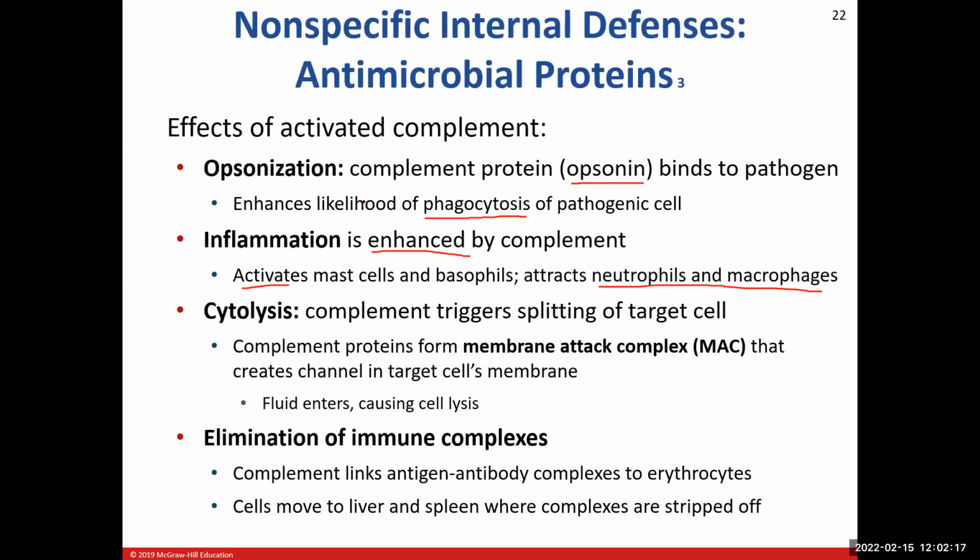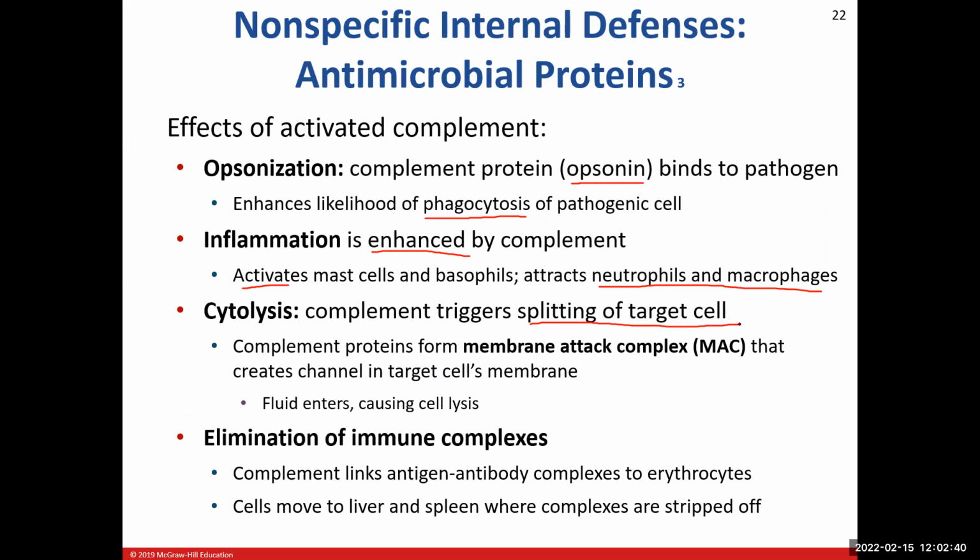All right, then cytolysis here. I love this one. This one's really cool, because what happens is the complement is now going to cause a cell to have, basically, it's like shooting something up with a bunch of holes. That's what we're going to see here.